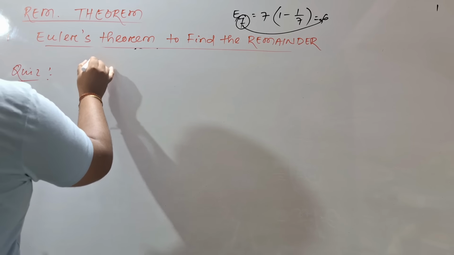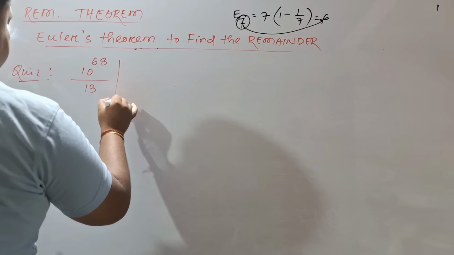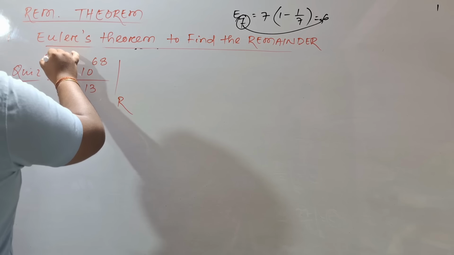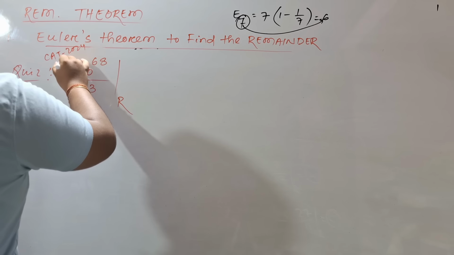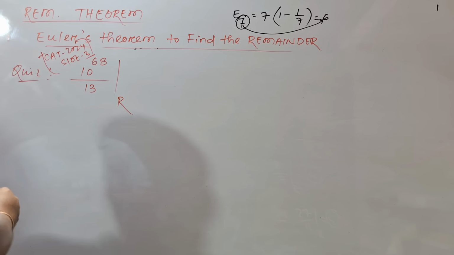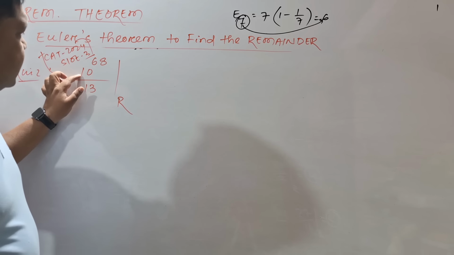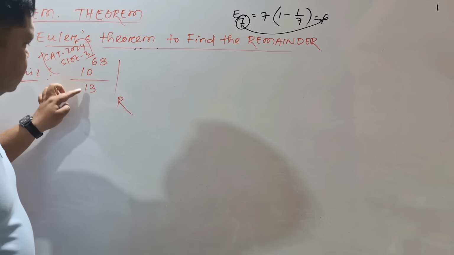Find the remainder when 10 to the power 68 is divided by 13. And this was asked in CAT 2024 slot 3. Okay, find the remainder. Question is like this: find the remainder when 10 to the power 68 is divided by 13.